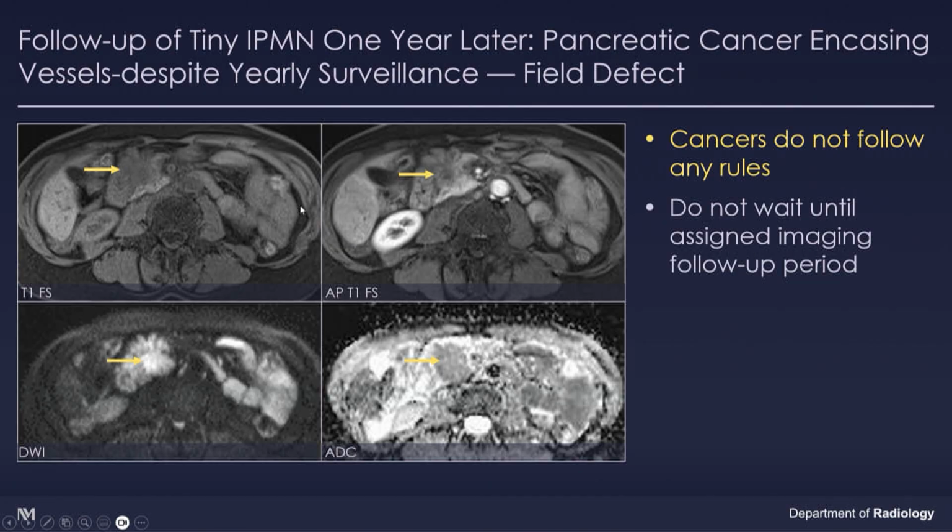And what happened then? Unfortunately, she had a pancreatic cancer that was involving the jejunal branches and was unresectable on the follow-up. It illustrates potentially the field defect, and it certainly illustrates that cancers don't follow the rules. They're not going to wait to our follow-up interval, whatever we decide upon. Unfortunately, and this really upset the gastroenterologist as well because he was following the patient closely.